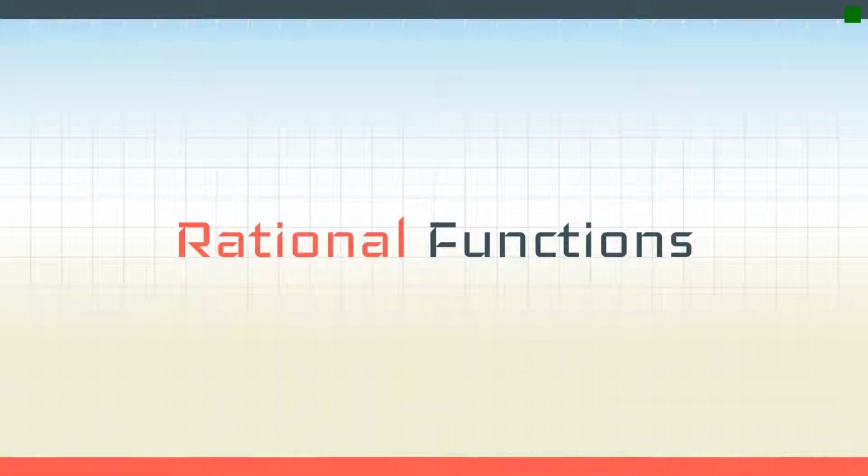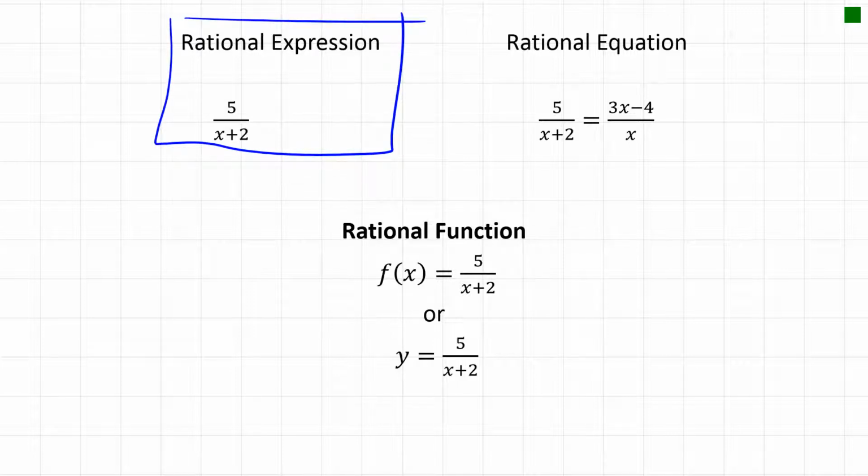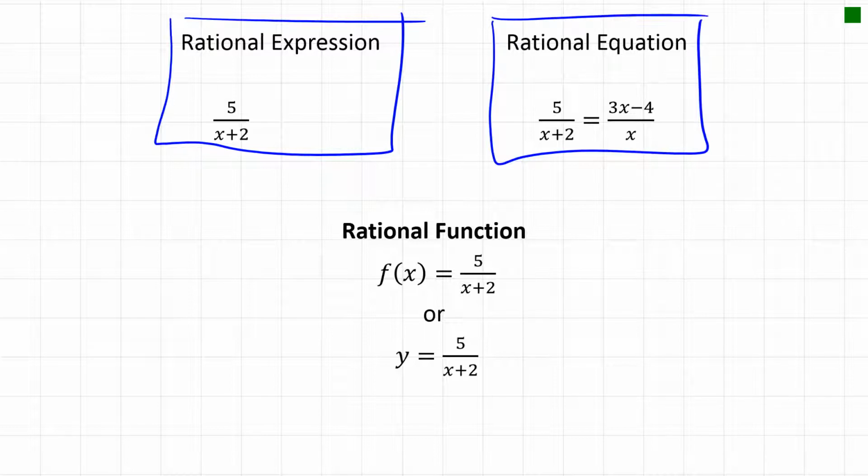Rational functions. Previously we talked about the difference between an expression and an equation. Just to recap, an expression is a mathematical statement that might have numbers and variables, but it's not equal to anything. A rational equation sets two expressions equal to each other. So the left-hand side must be equal to the right-hand side, and there's probably a value of x that makes that equation true, but it's not guaranteed.